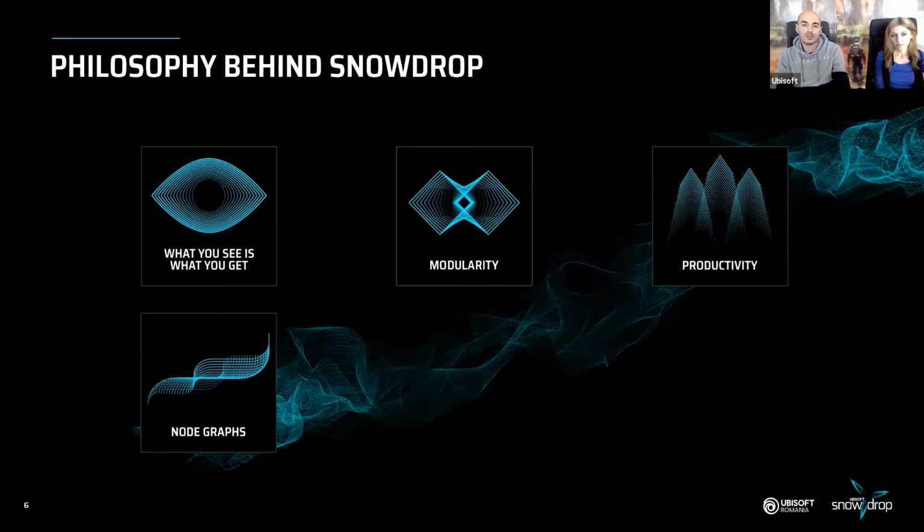At its core, Snowdrop is a node-based system, so it allows developers to prototype and test things without investing unneeded energy on something that they would potentially discard. So they can prototype their ideas really fast without the need for extra programming time.